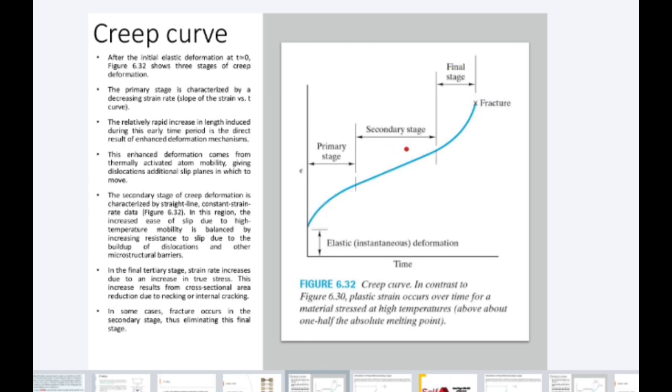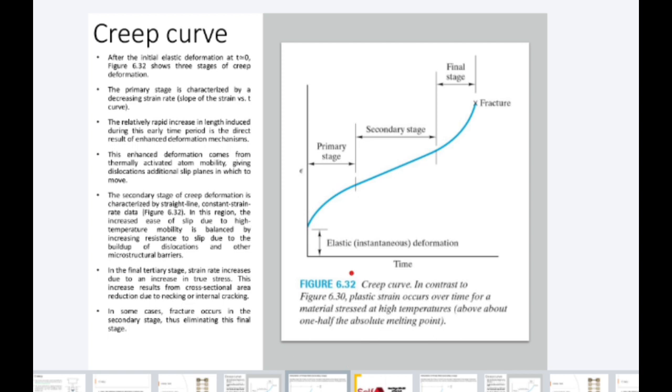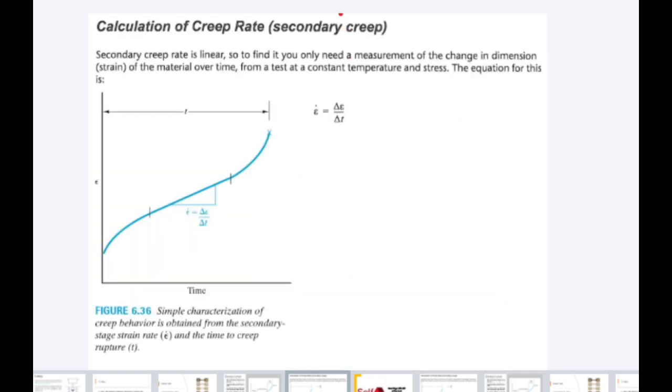In the secondary stage we have to find the slope, right? That slope will give us the creep rate of the material. The creep rate is the change in strain divided by the change in time. You take two values of the strain and two values of the time, and the change in strain divided by the change in time gives you the creep rate. This creep rate we use later for material selection where there is high temperature. So keep this in mind.